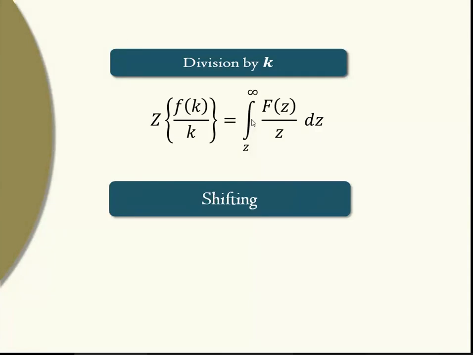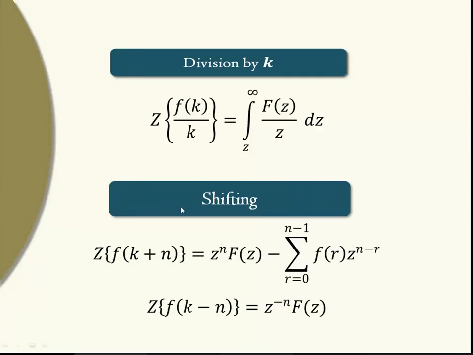And the next property, shifting property. Instead of only k, if everywhere you have k plus n or k minus n in the function, then we can find the Z transform of that. It will be z raised to n f of z minus the summation r equal to 0 to n minus 1 of f of r z raised to n minus r, if you have k plus n. And if you have k minus n, it will be z raised to minus n f of z. So these are the four properties we have for the Z transform.